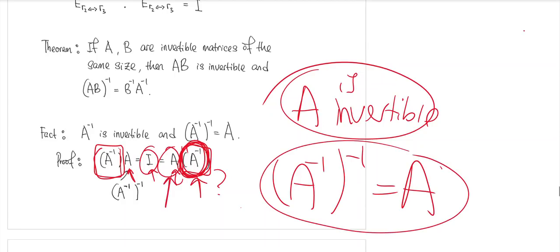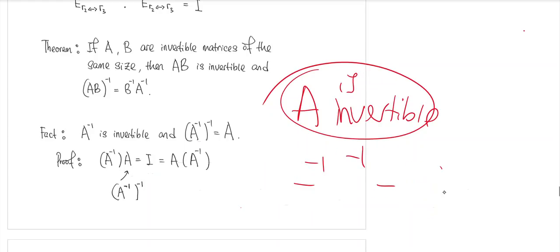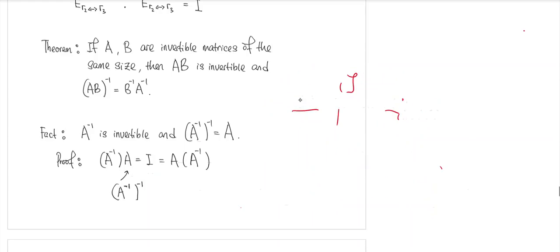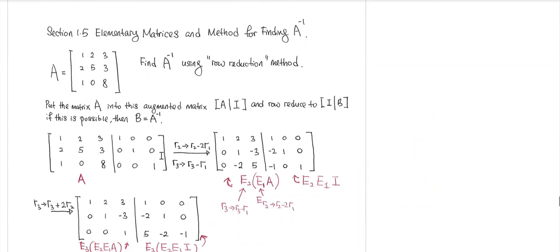So these are the two important facts that we're going to need in order to understand why the previous row reduction method gives us the inverse of a matrix. Okay? All right. Now, we are doing it now.